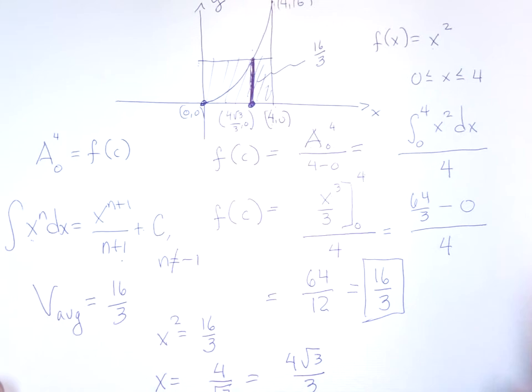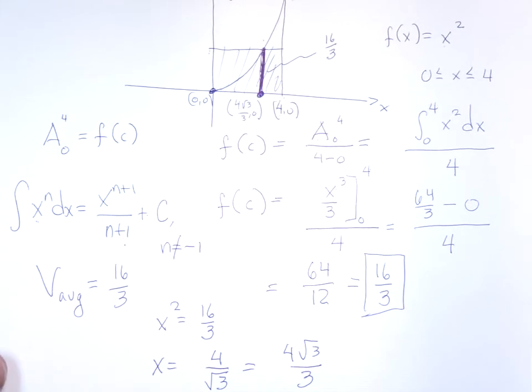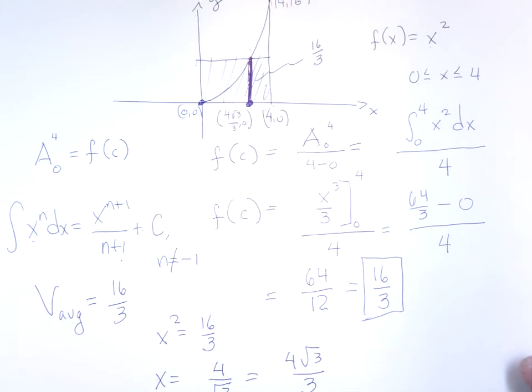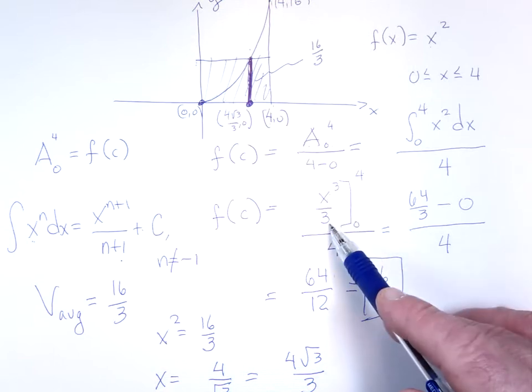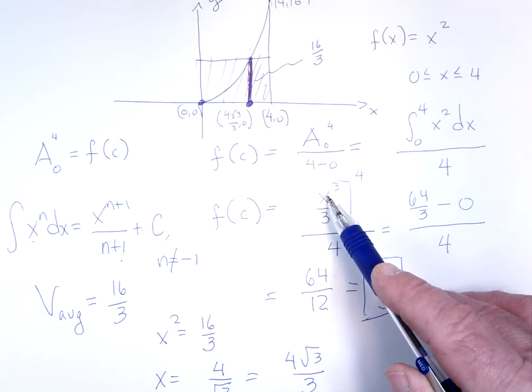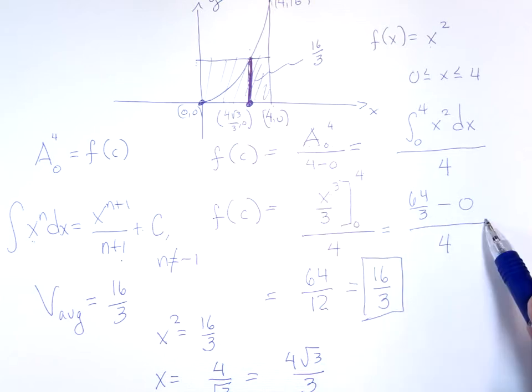I'm still a little confused. What's that? 64 over 3. If you plugged in 0 for the x, wouldn't that give you 0? You plug in the 4 for the x, and then the 0, and you take their difference. Oh, okay, that makes sense. Okay, no problem.